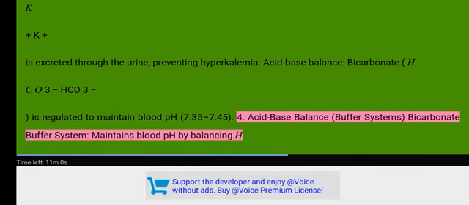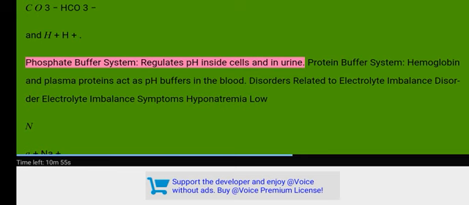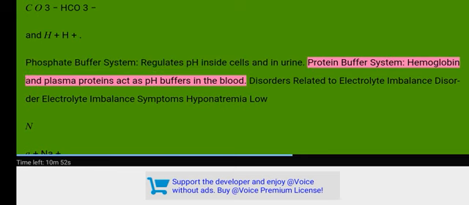4. Acid-base balance, buffer systems. The bicarbonate buffer system maintains blood pH by balancing H2CO3, HCO3-, and H+. The phosphate buffer system regulates pH inside cells and in urine. Protein buffer system: hemoglobin and plasma proteins act as pH buffers in the blood.